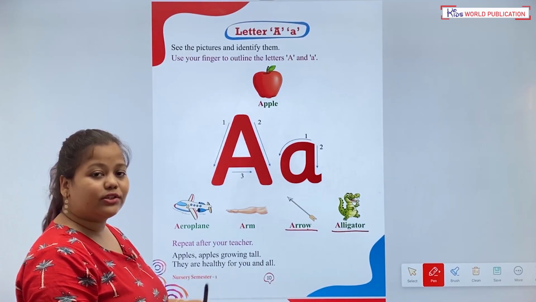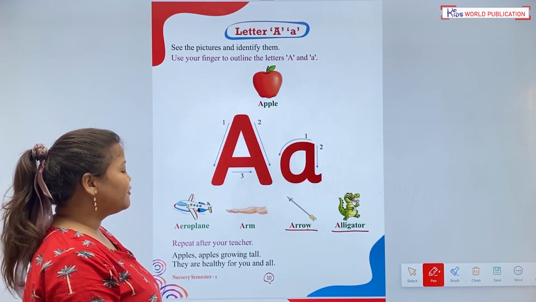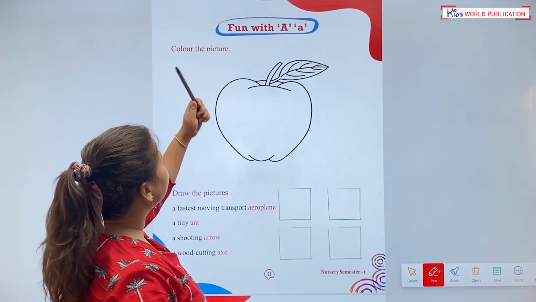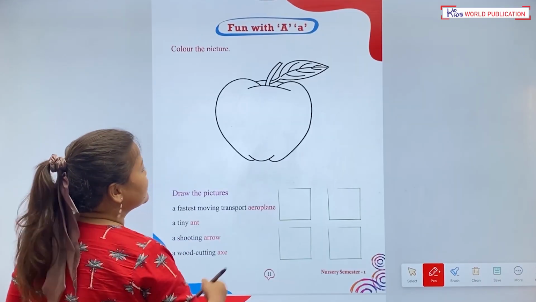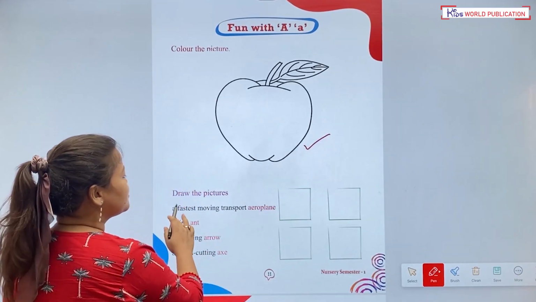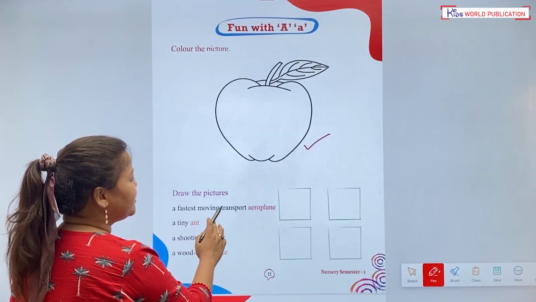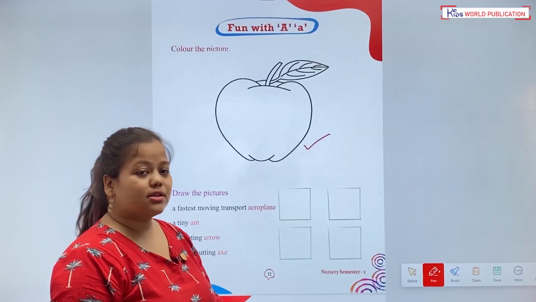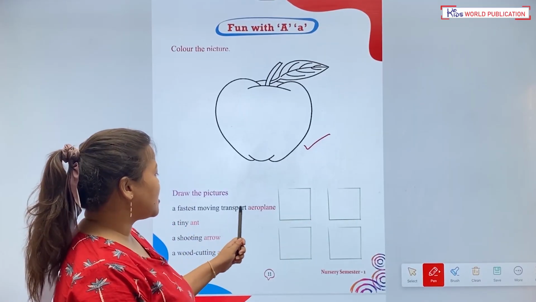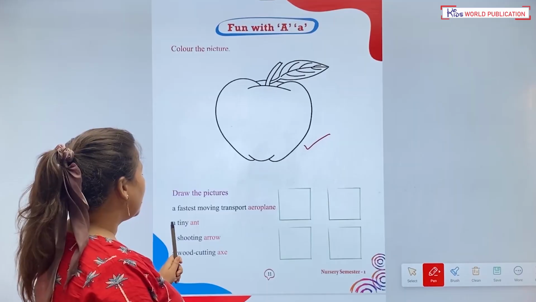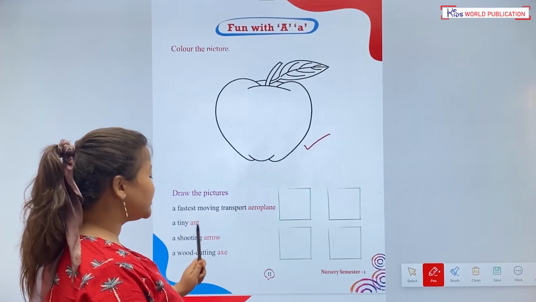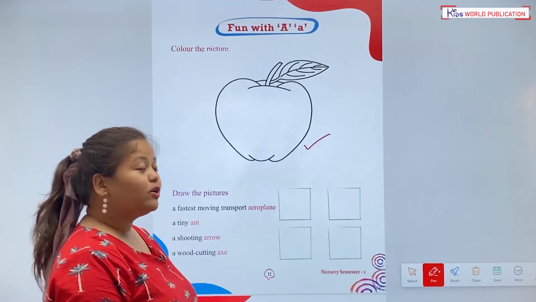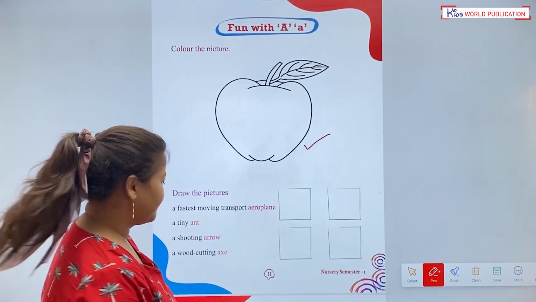Apples, apples growing tall. They are healthy for you and all. Fun with A, R. Color the picture. So kids, you will color this picture. Draw the pictures. A fastest moving transport aeroplane. So kids, in the given boxes, you will draw a fastest moving transport aeroplane, a tiny ant, a shooting arrow, a wood cutting axe. So you will draw all of their pictures in the given boxes.